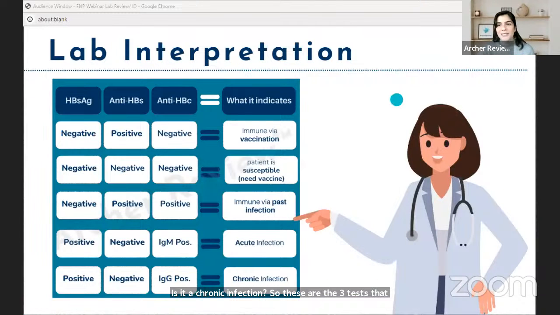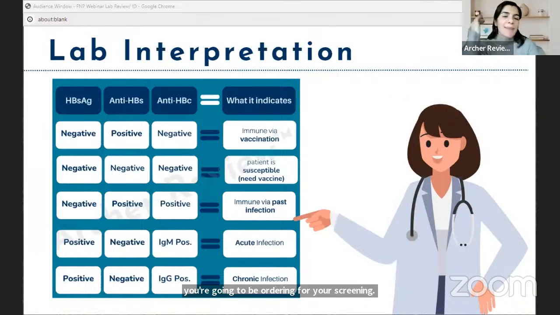Okay. So that was a lot of terminology. I want you to take a picture of this slide as well, because this is going to help you determine what you're looking at when you're trying to interpret your serology labs.